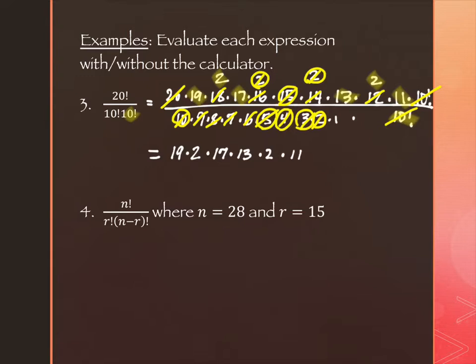So being careful to make sure I've captured all the pieces that are still in my list that didn't get canceled. I think I caught them all. And we would take a calculator and we'd multiply those together. So 19 times 2 times 17 times 13 times 2 times 11. It's going to be a larger number than we've had so far. Somebody tell me what you get when you get there.